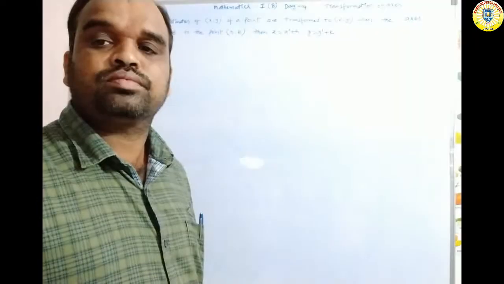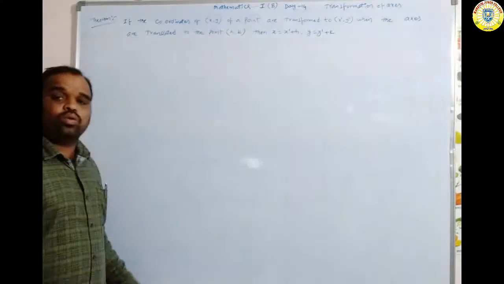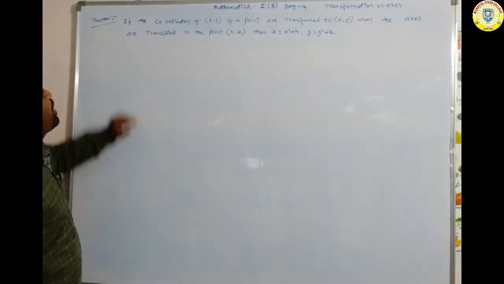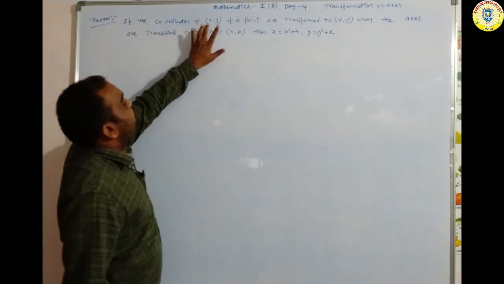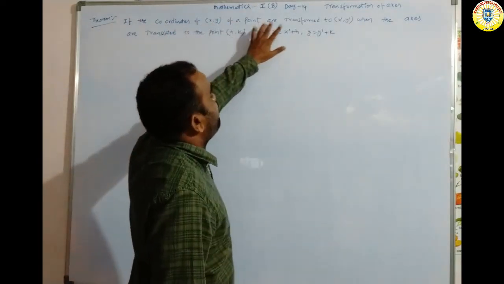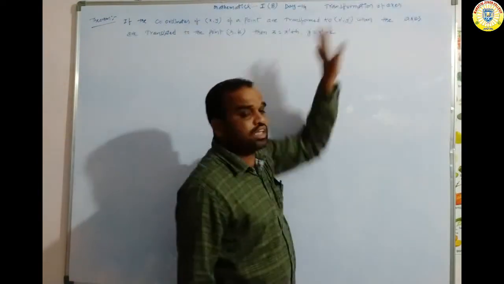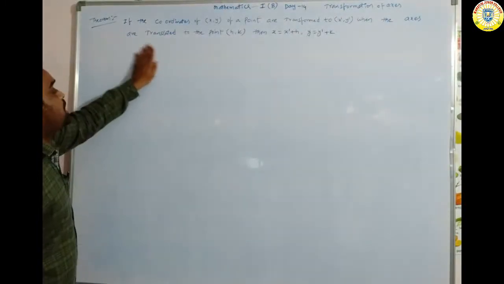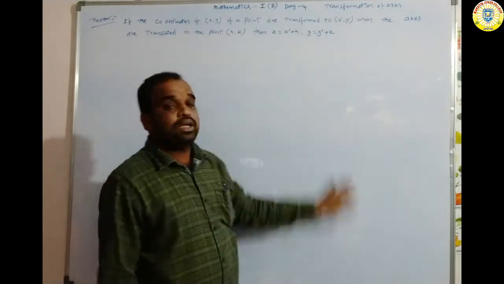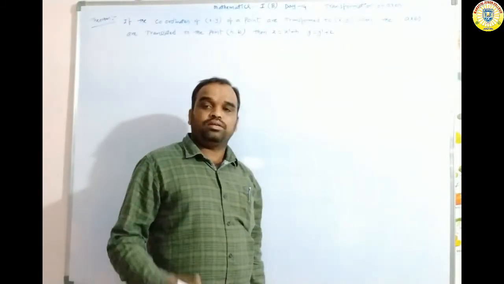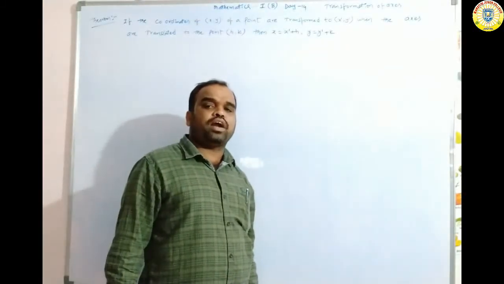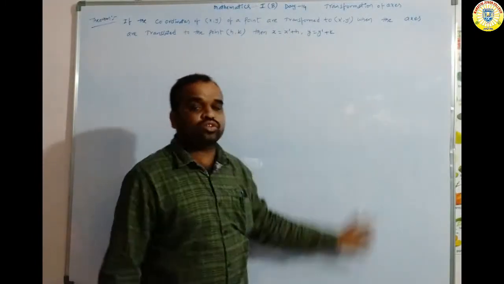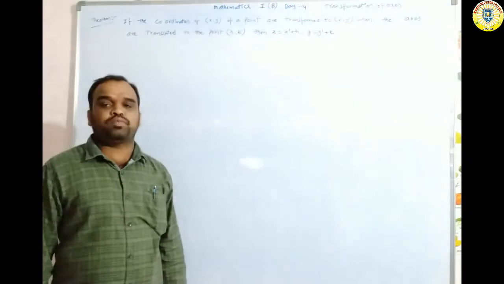Now continuing the theorem. This is the theorem about the translation of axis. If the coordinates (x, y) of a point are transformed to (x', y') when the axes are translated to the point (h, k), then x = x' + h, y = y' + k.